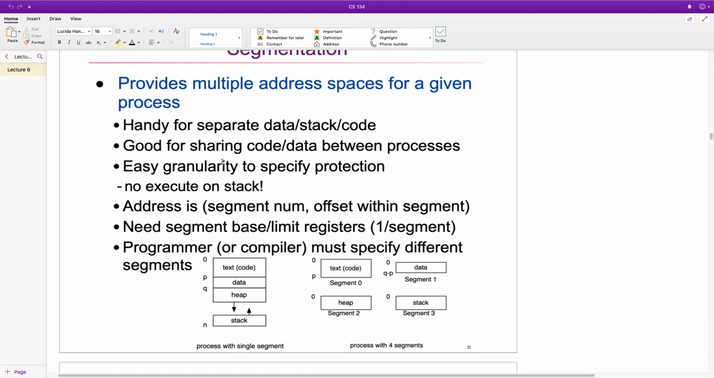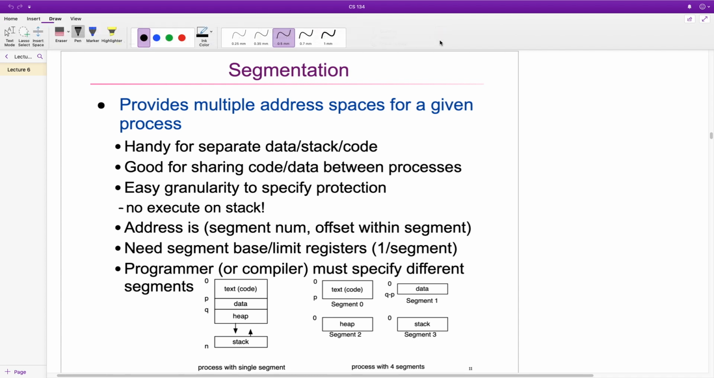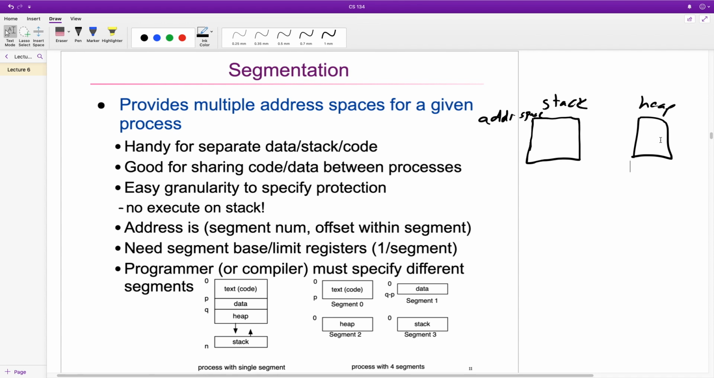All right, so segmentation says we already have separate address spaces between processes using this base and limit register. Segmentation gives us multiple address spaces within a process. So that's kind of handy to separate out, for example, the stack into its own address space from the heap with its own address space, because now we don't have to worry about them colliding.